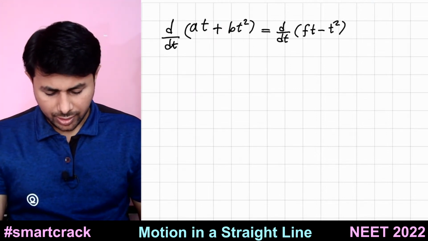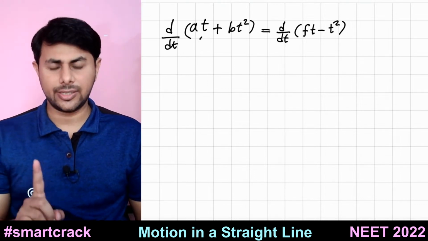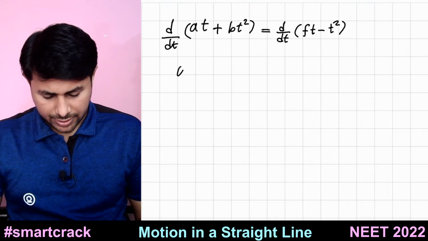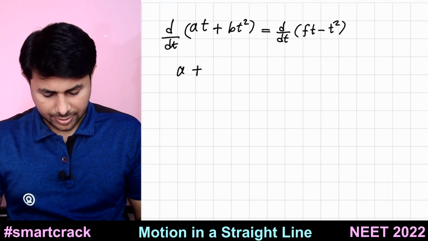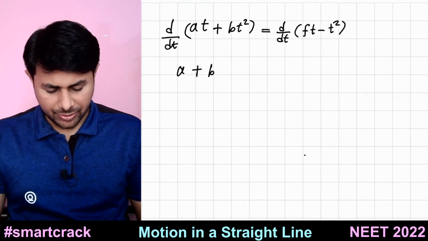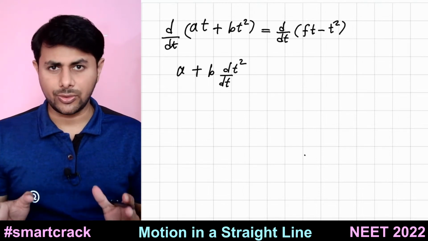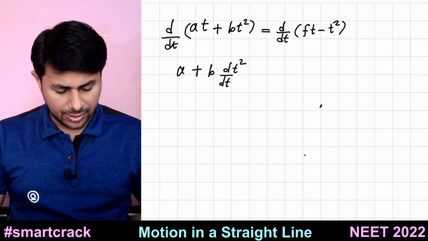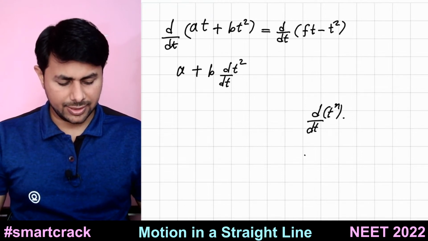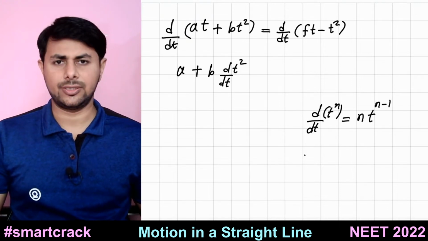Let's solve it. a is constant, so we can take it outside. The derivative of t with respect to t is 1. So it is a plus, what is the derivative of bt square? b also we can take outside. The derivative of t square with respect to t. I hope you know this. The formula is d by dt of t raised to n is equal to n multiplied by t raised to n minus 1. This is the formula.